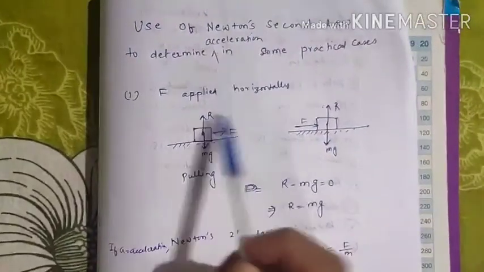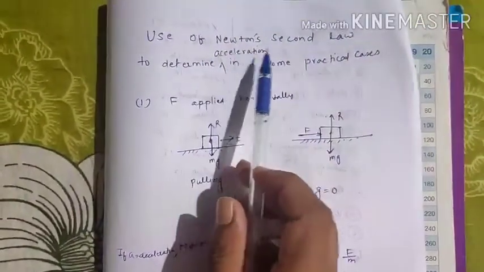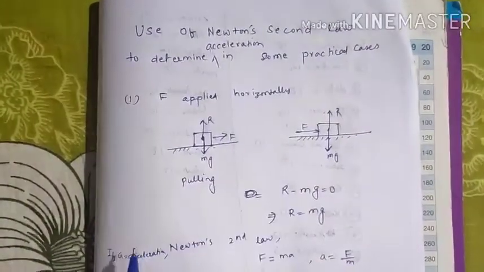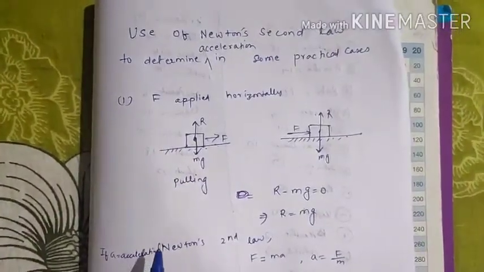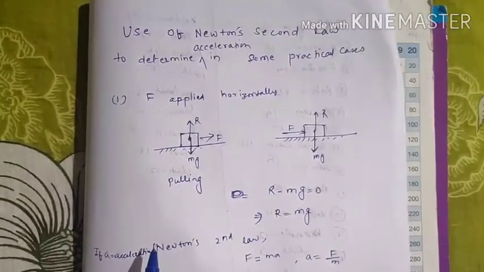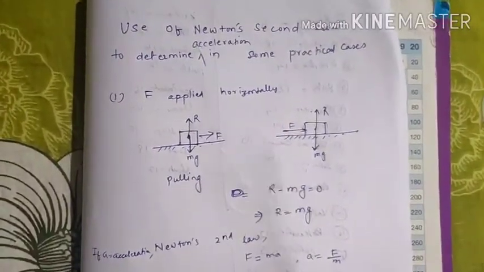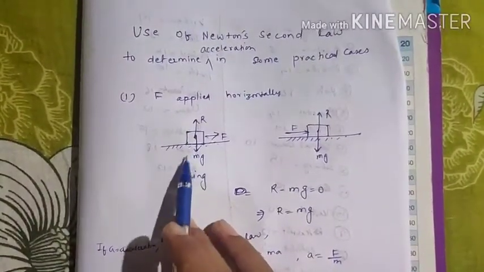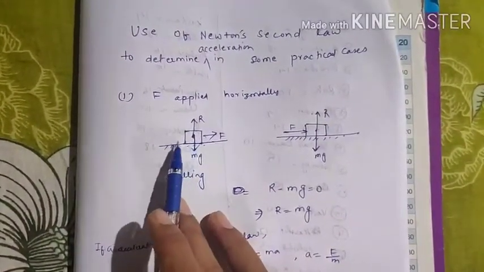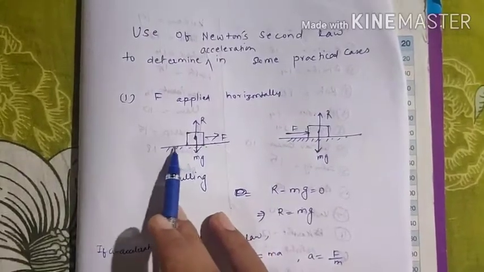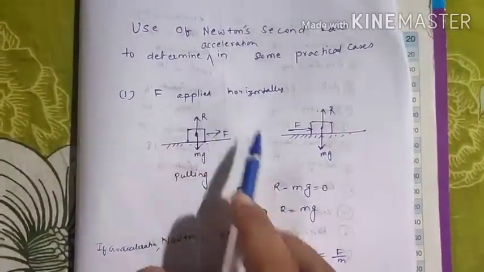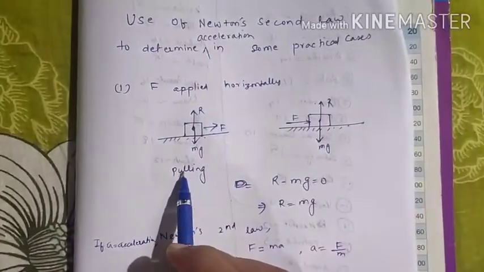Hello students, let me explain the use of Newton's second law to determine acceleration in some practical cases. We use Newton's second law to determine acceleration in some practical cases. First case, we have a block of mass m which is placed on a plane. Now force is applied horizontally. First is the example of pulling.